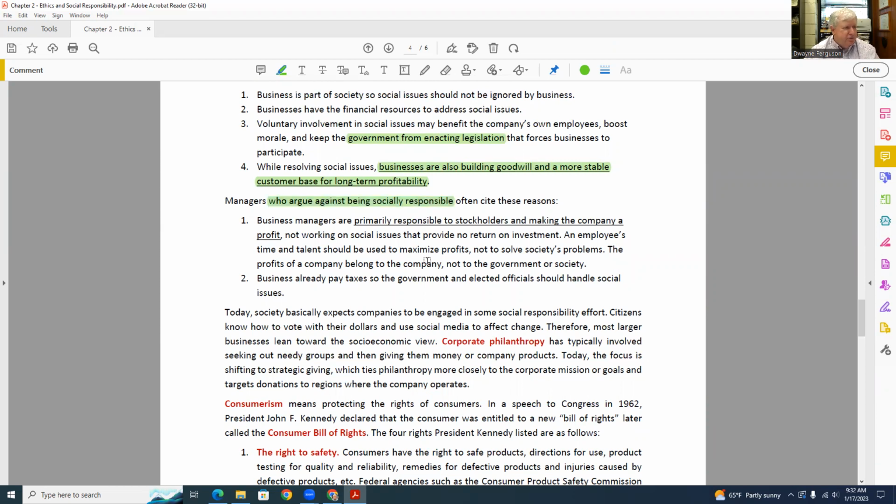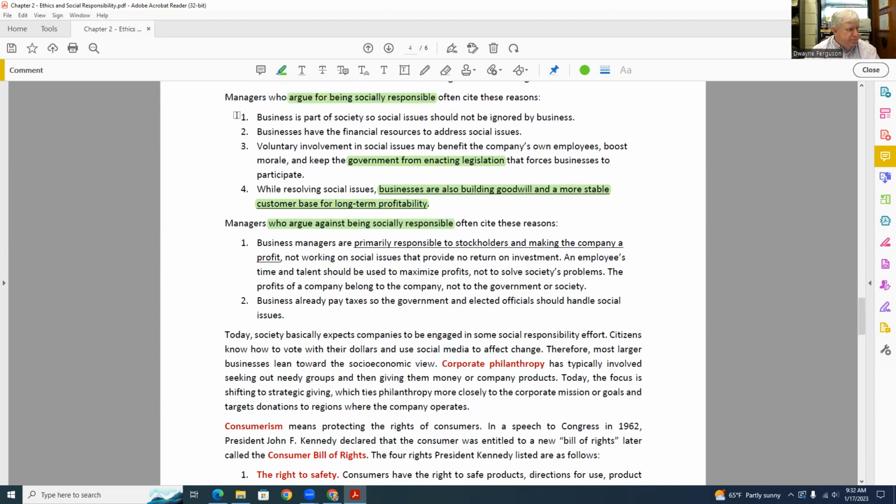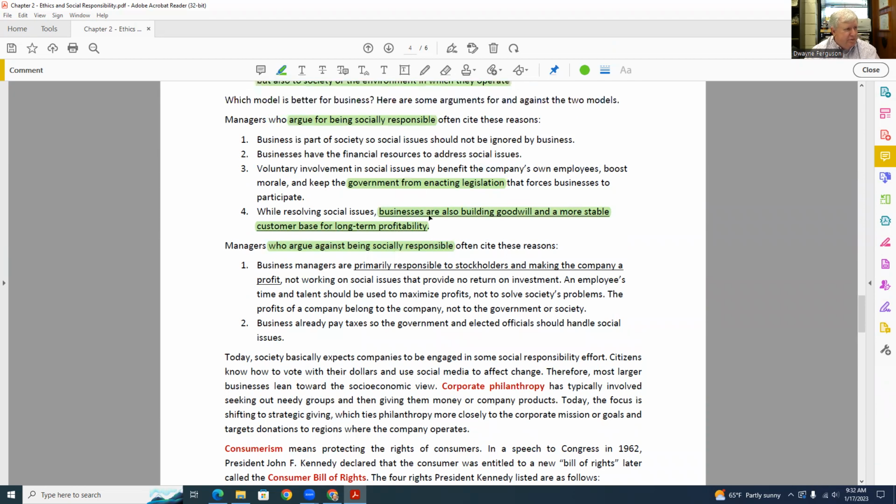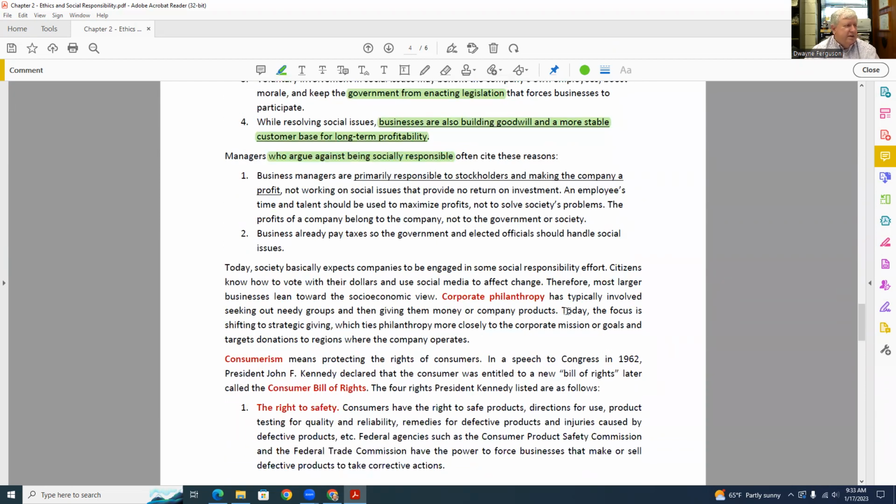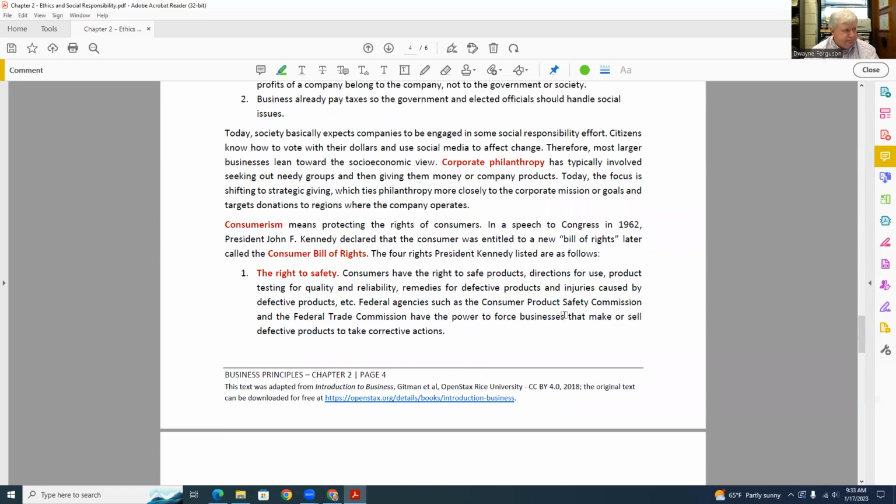Okay, so there are some, again, that are the economic model. They argue against social responsibility. Managers are primarily responsible to stockholders. That's the economic model, right? Businesses already pay taxes, so why shouldn't those taxes take care of social issues? So basically, read through the reasons for it and the reasons against, the pros and cons of social responsibility.